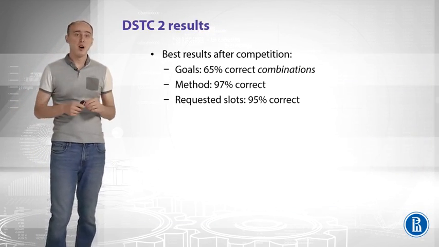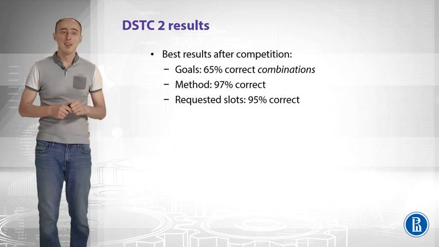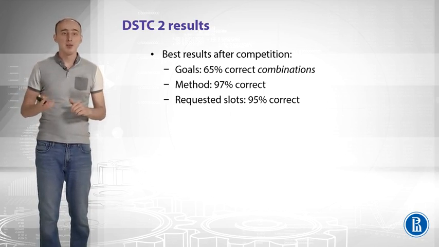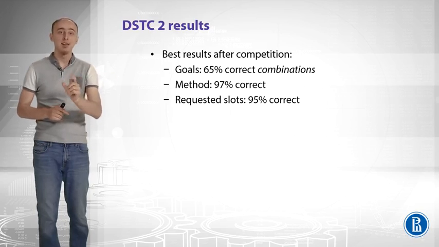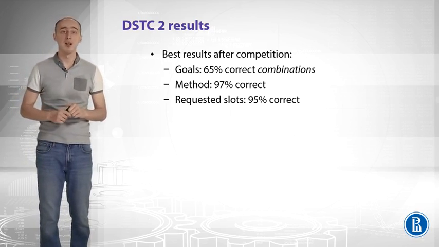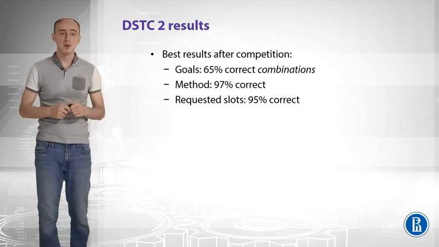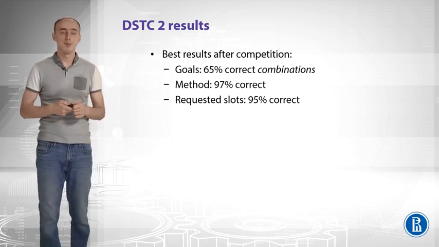Let's look at the results of the competition that was held after the collection of this dataset. If we take the goals, then the best solution had 65% correct combinations. That means that every slot and every value is guessed correctly, and that happened 65% of the time. As for the method, it has 97% accuracy, and requested slots have 95% accuracy as well. So it looks like slot tagging is still the hardest, the most difficult part.